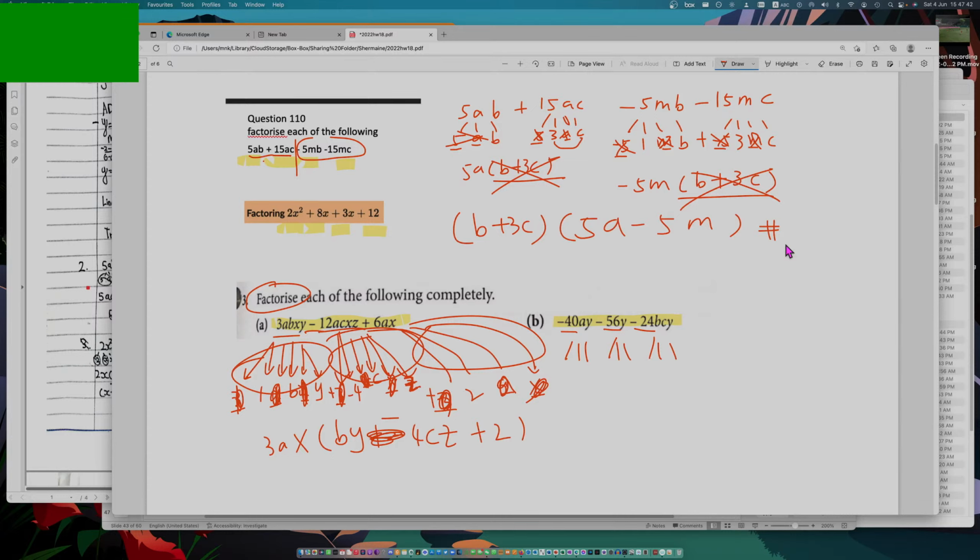No. Why not? The 5. Correct. So what do you do? What's common? 5 is common, right? Yeah. So if 5 is common, you need to take out, right? Very good. So you take out the 5. 1A is left, then minus 1M.